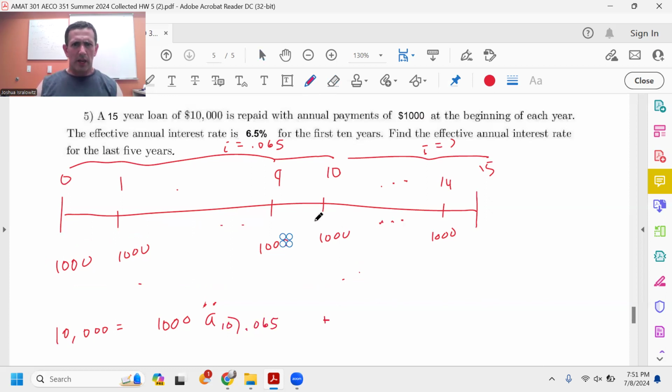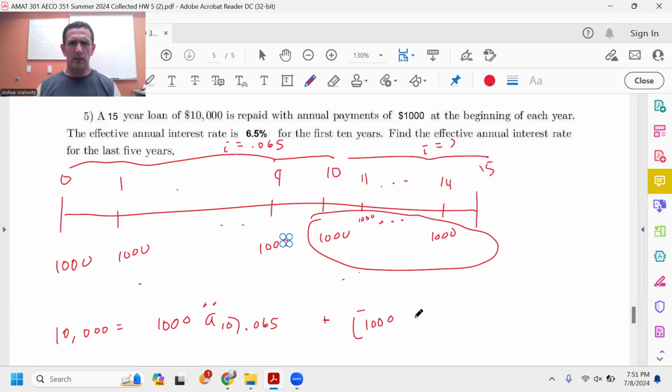So now we have this here, 1,000. Now put 11 here, and squeak in this 1,000 here. So this is an annuity due. Payments are at the beginning of each payment period. First payment period 10 to 11, last payment period 14 to 15. We don't know what the interest rate is, 5 payments.